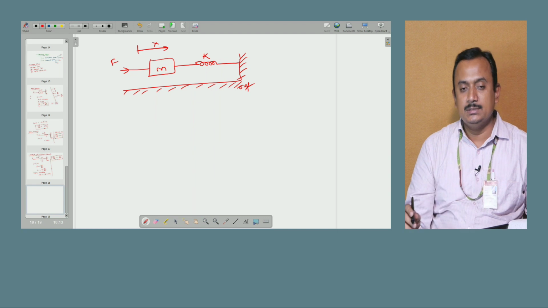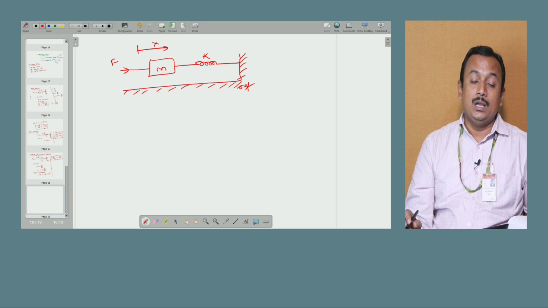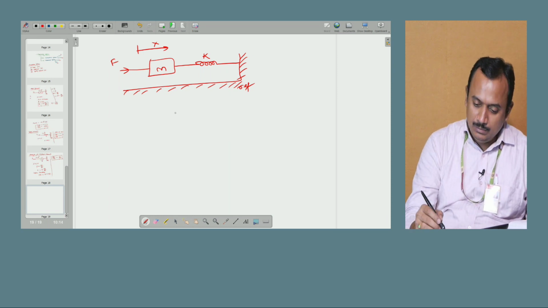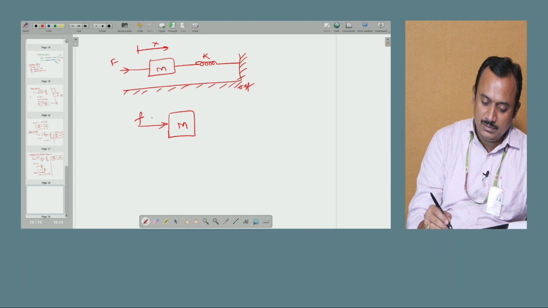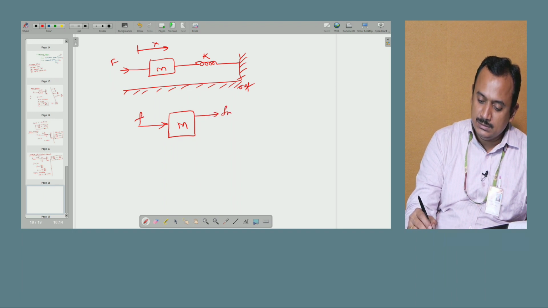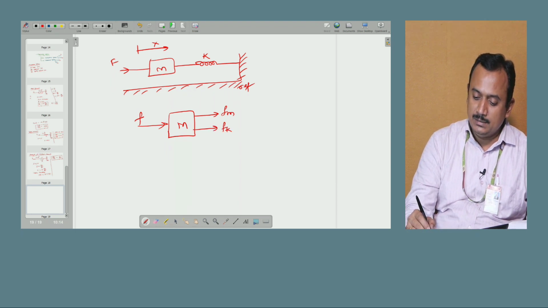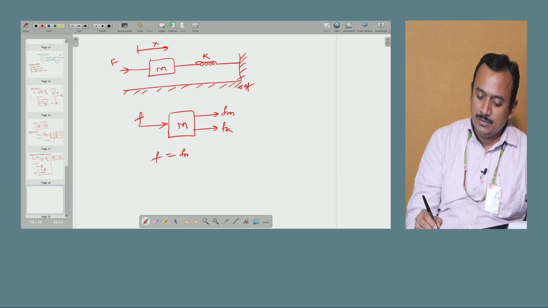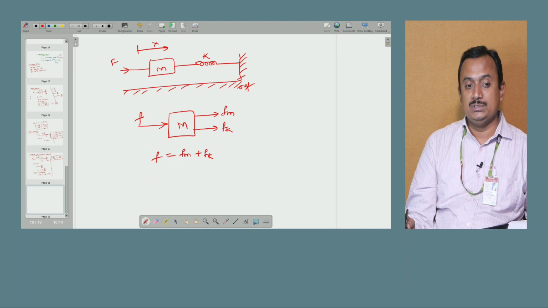In case of this mechanical system, we will consider each mass as a node. Here we have only one mass, so we have only one node, that is, if I take m. And what are the applied forces? Applied force is F. And what are all the opposing forces? Opposing forces: the force opposed by the body mass itself and the force opposed by the spring constant K. Now, as per Newton's laws, we will write F is equal to Fm plus Fk, that is, the applied forces are equal to opposing forces.